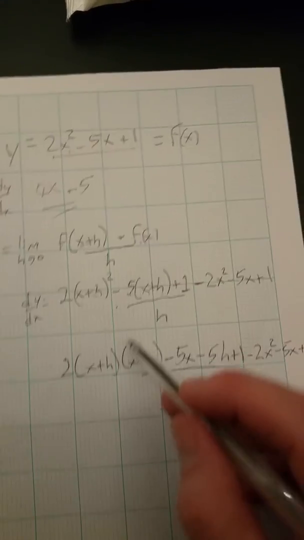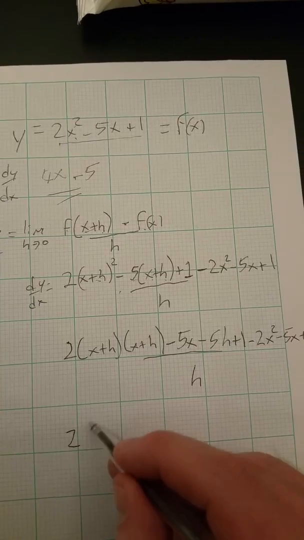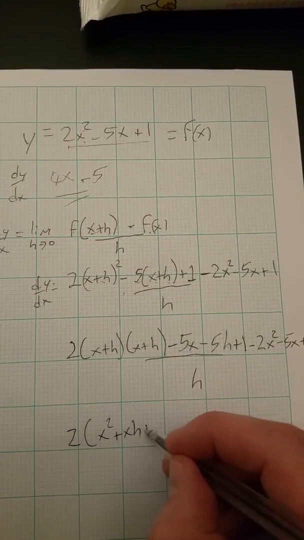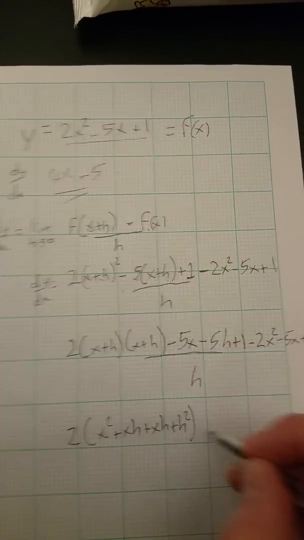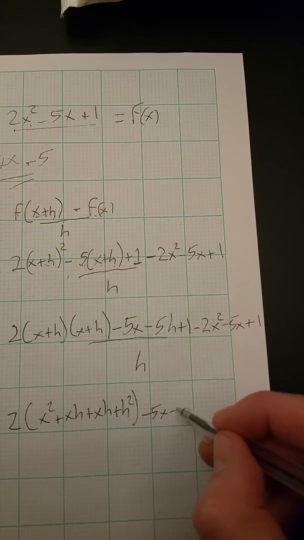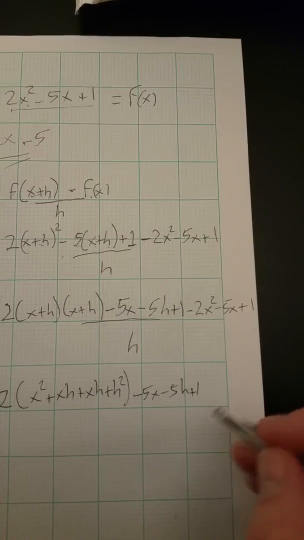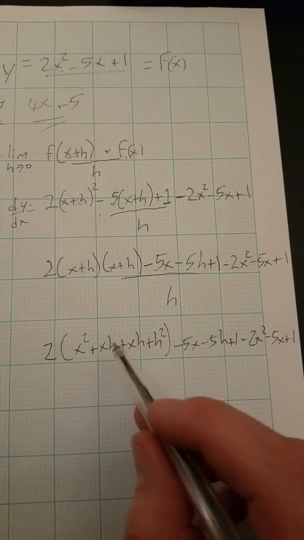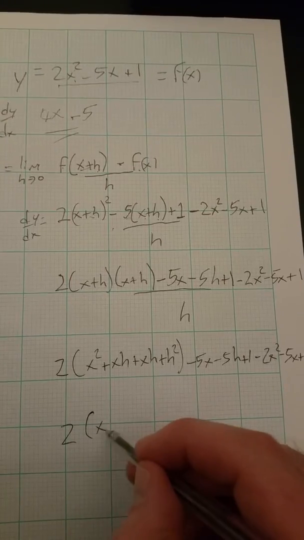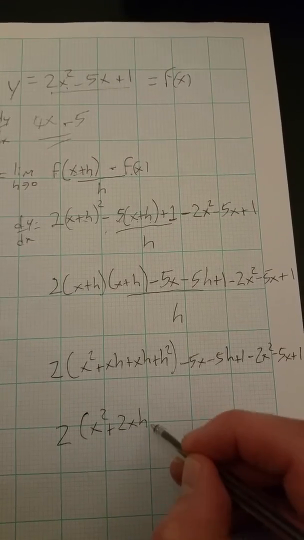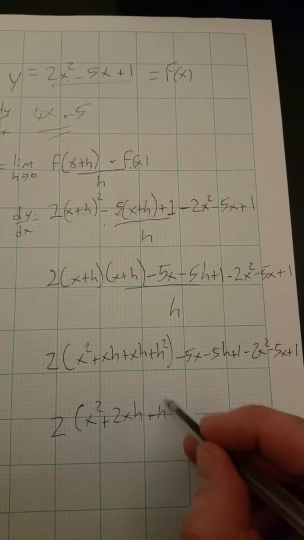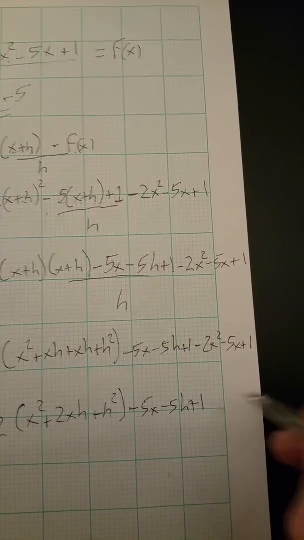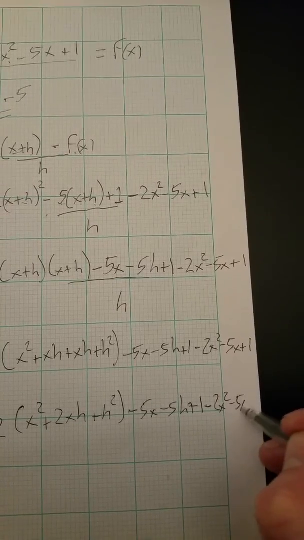There's still working out to do. You want to multiply out these brackets. So it's 2 times x by x squared, x by h is xh, h by x is the same, xh, and h by h is h squared, and all the rest comes down again: minus 5x minus 5h plus 1 minus 2x squared minus 5x plus 1. Now I'll simplify this line. If there's one xh plus another xh, that's 2xh plus h squared, and the rest goes down as it is.